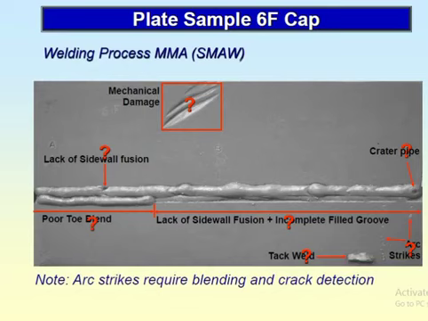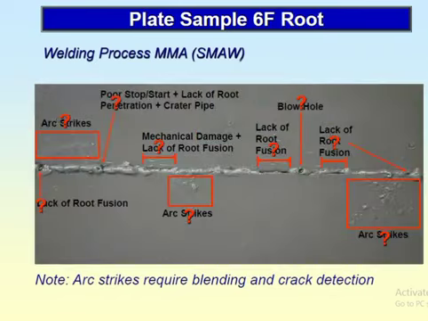All types of welding processes. This is the 6F. Then there is another plate. It looks like that. Mechanical damage, lack of sidewall fusion, poor toe blend, poor toe blend. You see here the toe blend is very poor. Lack of sidewall fusion, incomplete fill groove, arc strike. So these will be your defects. You see here the same 6F root. Poor stop start, lack of root fusion, crater pipe.